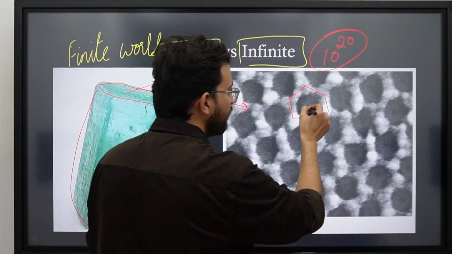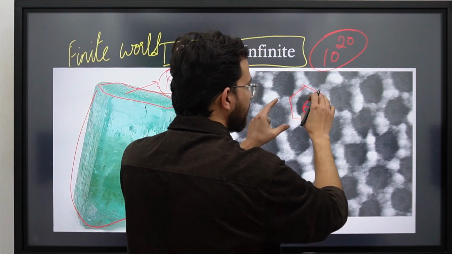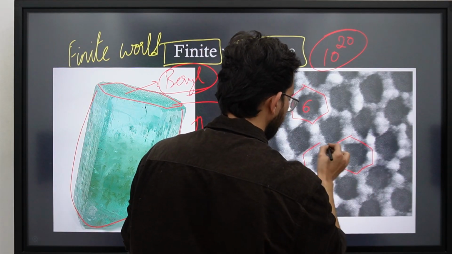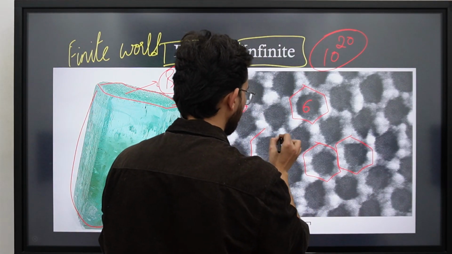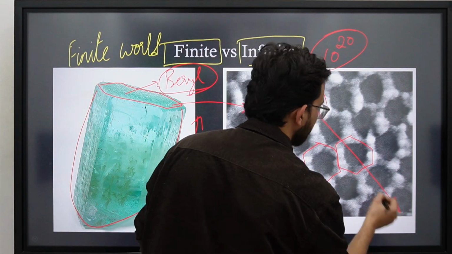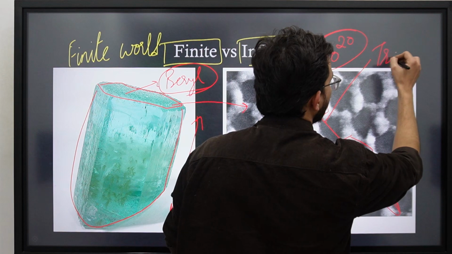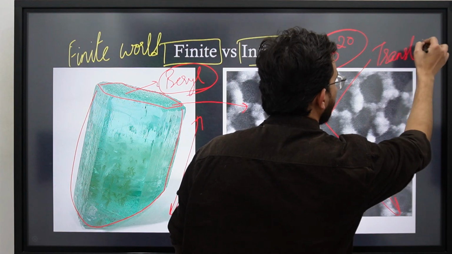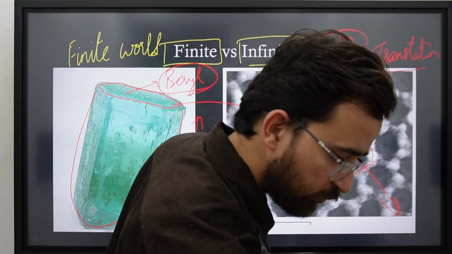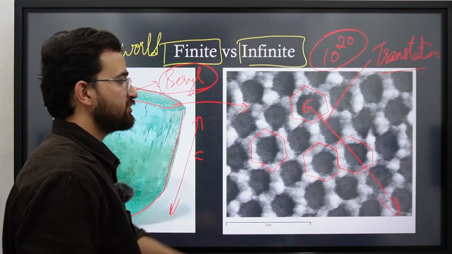And what you can see are hexagons. You can see a hexagon here, a hexagon here, a hexagon here, multiple hexagons. We have already discussed this. What is this property? This property is called translation, that you are copying and pasting a hexagon in multiple directions, and this is what we know as translation.